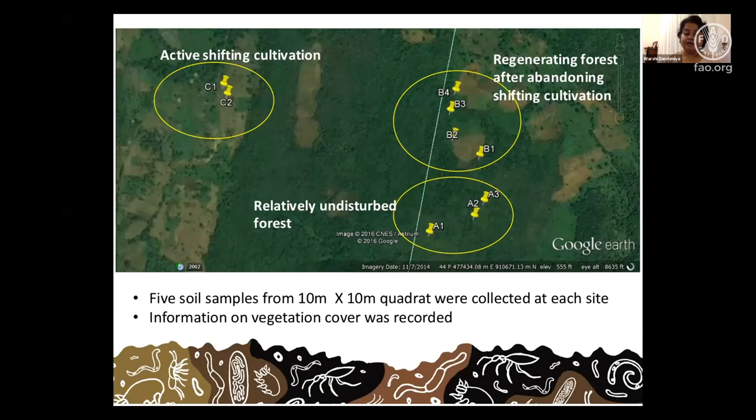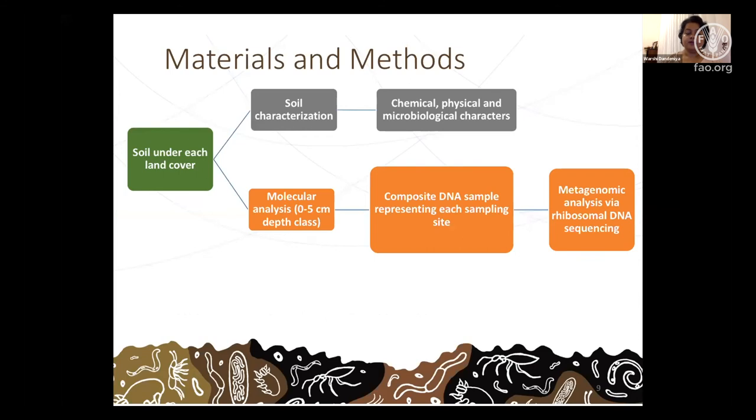When we were collecting soil samples, we used 10 meter by 10 meter quadrats, and 5 samples were collected per site to make a representative sample of the site. And the information on vegetation cover was also recorded at the same time. The soil was used for characterization first by analyzing chemical, physical, and microbiological properties.